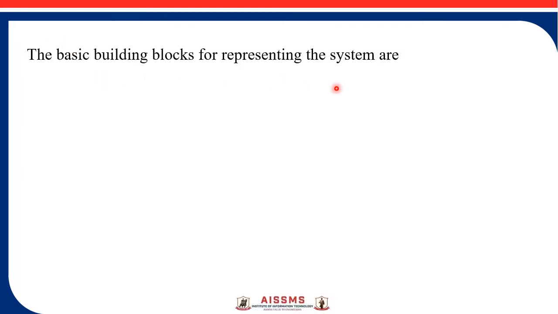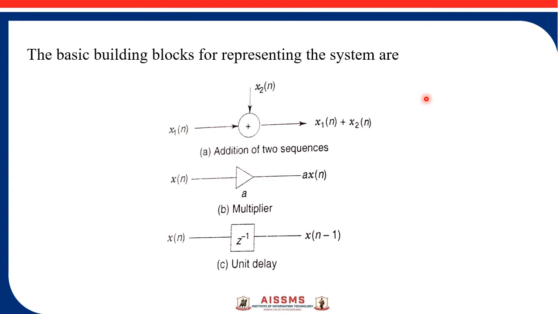The basic building blocks for representing the system are addition of two sequences. You can represent it with this symbol, and this is an adder or a summer. Then a multiplier, that means if you multiply the signal x of n with some constant a, this is the symbol with which you can represent the block diagram of the system. And if there is a unit delay, it is represented with z raised to minus 1. So you will get at the output of z raised to minus 1 as x of n minus 1.